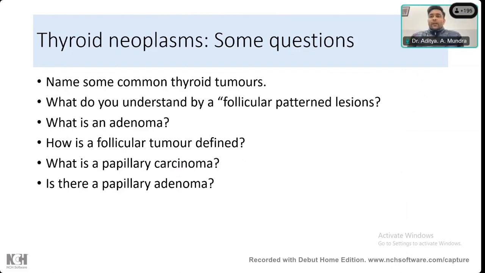Tumors arranged in a follicular pattern, ma'am. Aditya says it's arranged in a follicular pattern. All right, so according to you, Aditya, anything that is arranged in a follicular pattern is a follicular tumor. Do you agree, Aditya? No, ma'am. Then why did you say that? Ma'am, the tumors which are arising from the normal follicular cells of the thyroid are known as follicular tumors, ma'am.